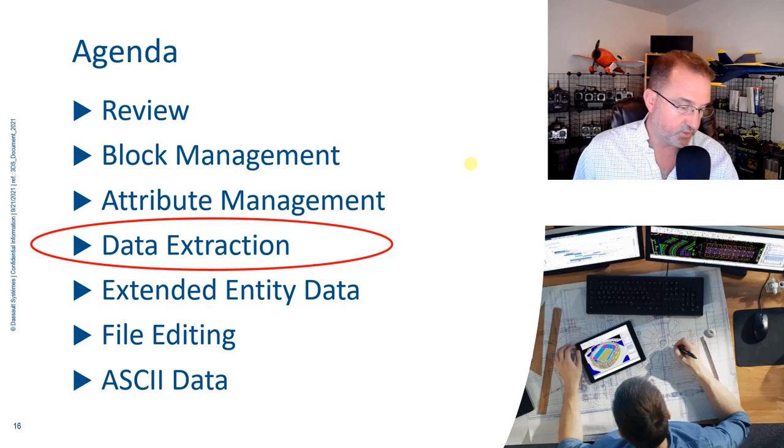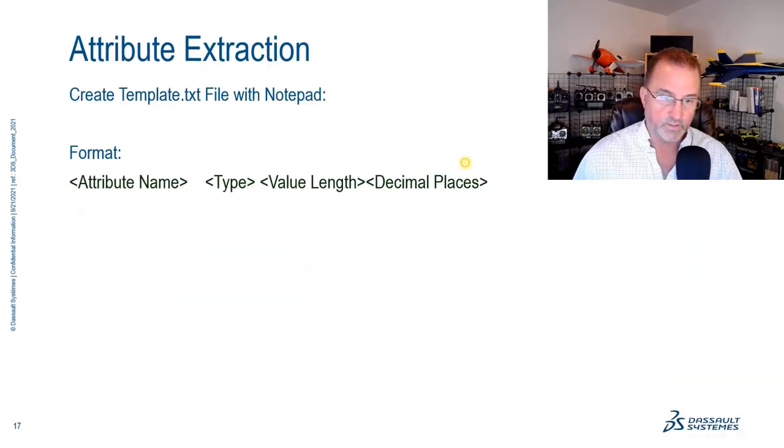Once we've placed blocks with attributes in a drawing, how do we get that data out of the drawing? How do we extract those attributes? Now, it's an interesting sequence of events that we would do if we want to automate this through LISP and/or through scripts or macros. In order to do that, we're going to use a template file. And the template file is simply a Notepad file. It's got a TXT extension. And the format of the file is going to have the name of the attribute that we defined, the type that it is, a value for the length, and then a value for decimal places.